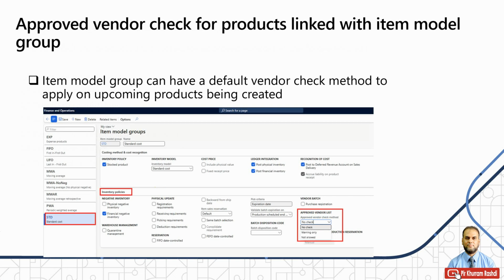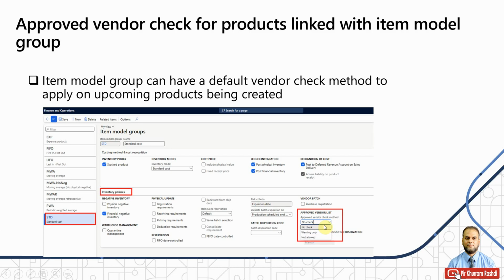So it provides a way to evaluate your inventory, stock valuation. It can be of multiple types: standard cost, weighted average or moving average, FIFO, LIFO. These valuation methods are applied through item model groups. Essentially, in the item model group, you can see in the inventory policy FastTab that there is a group approved vendor list. In the drop-down you can see there are 3 methods. We will discuss these: no check, warning only, and not allowed.